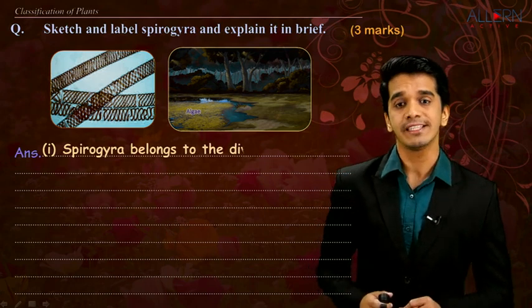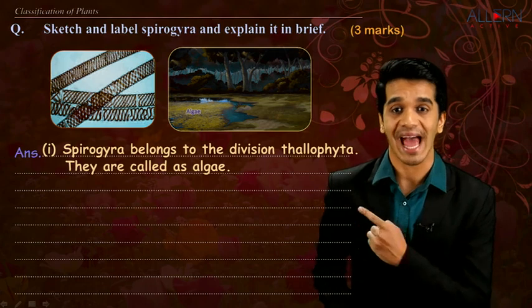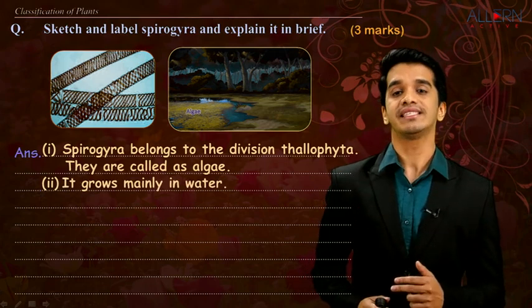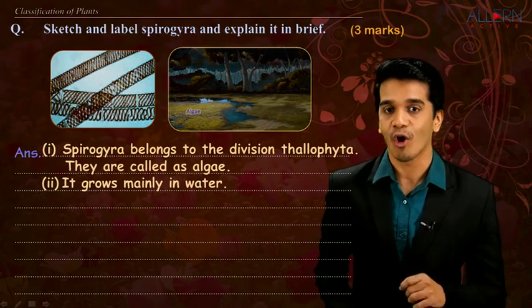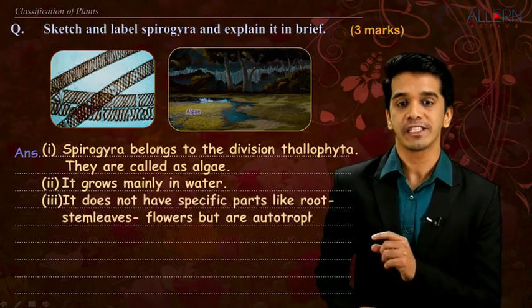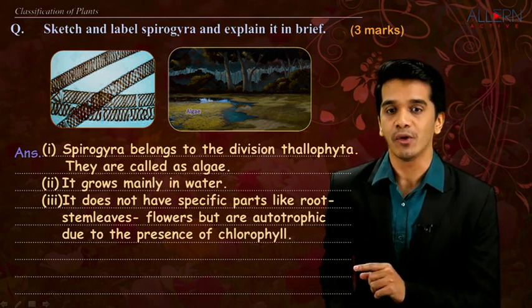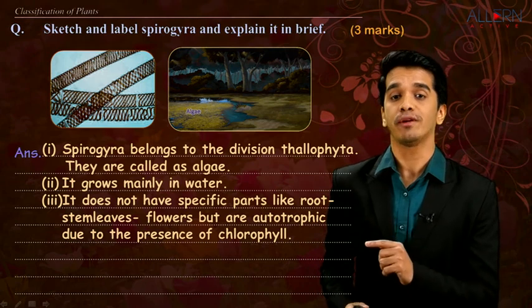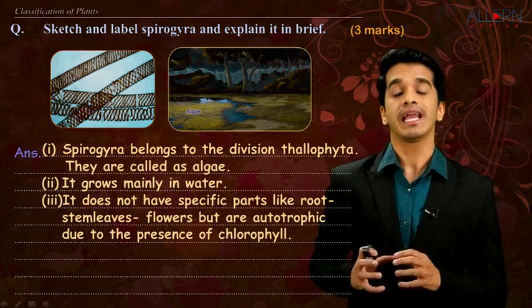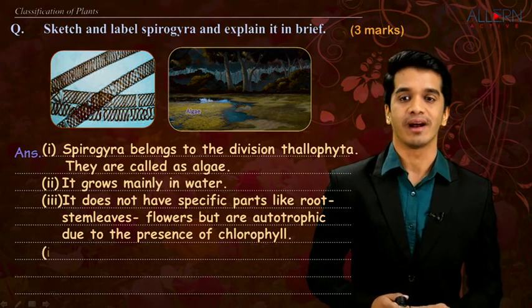So the first point says that Spirogyra belongs to the division Thallophyta, and they are also called algae. The second point says that it grows mainly in water. I already explained this point. The third point says that it does not have specific parts like root, stem, leaf, flower, but they perform the autotrophic mode of nutrition because they contain a pigment called chlorophyll which is present inside the chloroplast.